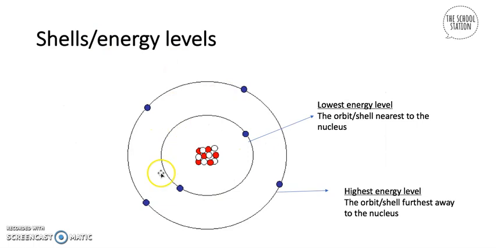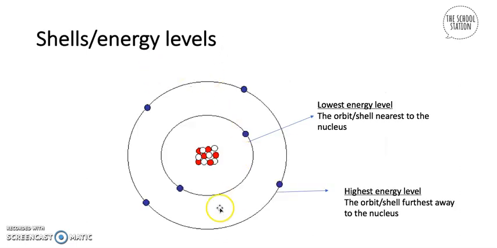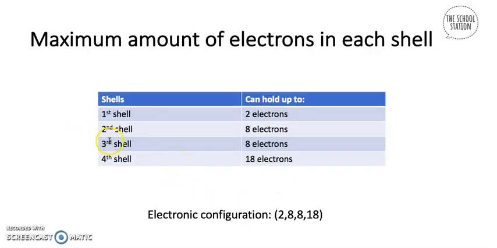The first shell is the one nearest to the nucleus, and it can only hold 2 electrons, because it is very small. In any element, if you have to draw the electronic structure, the first shell can only hold 2 electrons, as shown in this example. The second shell can hold up to 8 electrons. So if you're drawing an element that has 10 electrons, you would draw the first shell's 2 electrons, and then you can't draw more electrons in the first shell.